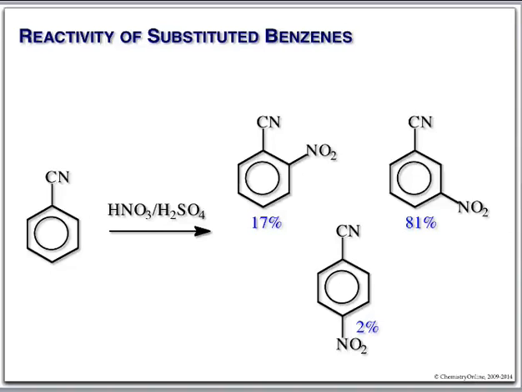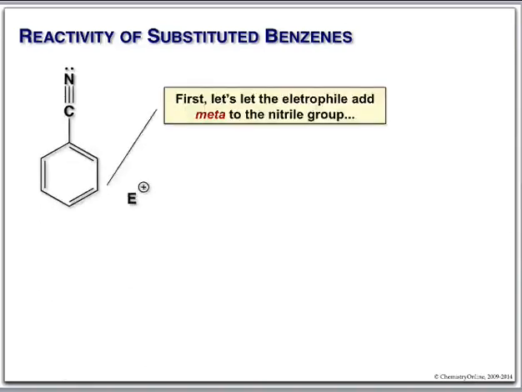Now what we're going to do is rationalize that again. When you're dealing with an electron withdrawing group, remember that this is a lousy reaction. The conclusion we're going to come to is that we go meta because going ortho or para would be a worse case. But let's prove that to ourselves, using our resonance forms. As practice, draw a resonance form for the electrophile adding meta to our nitrile group. Just go ahead and draw one for me.